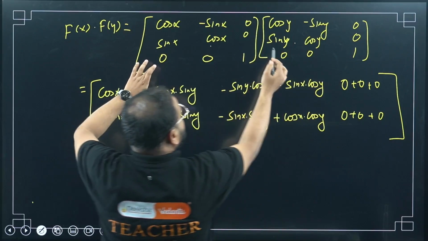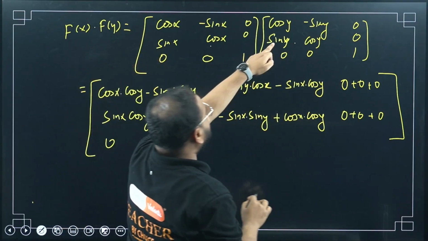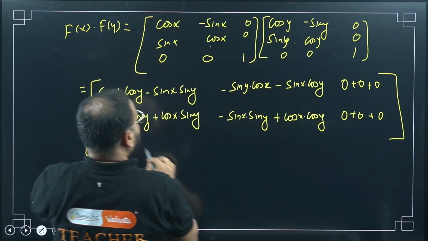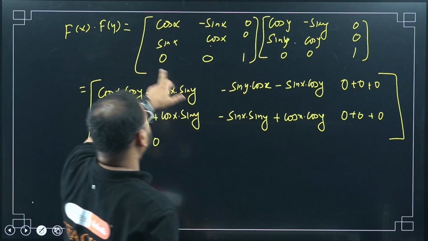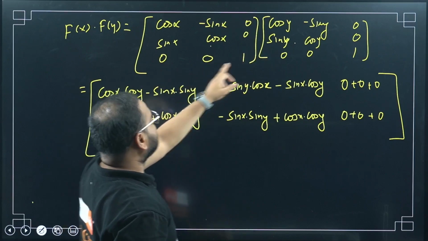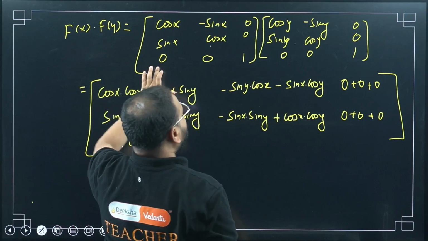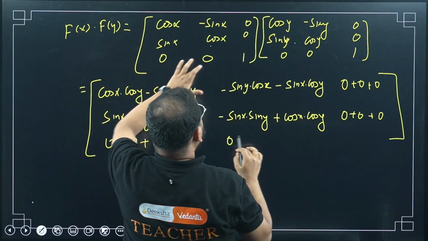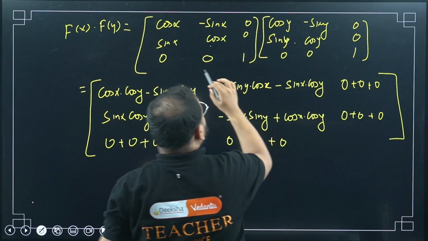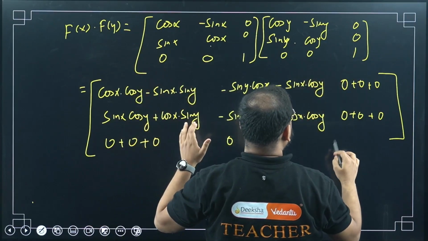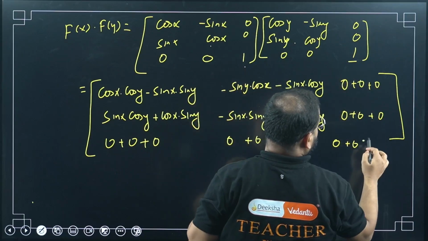Okay. Now third row with all the columns. So 0 with, check here, 0 with this 0, 0. This 0 with this 0. 1 with this 0. Correct, right? 0 with cos y, 0; 0 with sin y, 0; 1 with 0 is 0. So this is my first element. 0 with minus sin y, 0; 0 with cos y, again 0; 1 with 0 is also 0. Please check here, 0 with 0 will be 0, 0 with 0 will be again 0, and 1 with 1 will be plus 1.